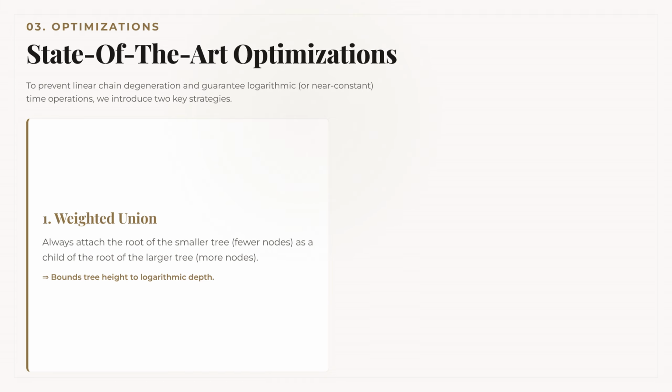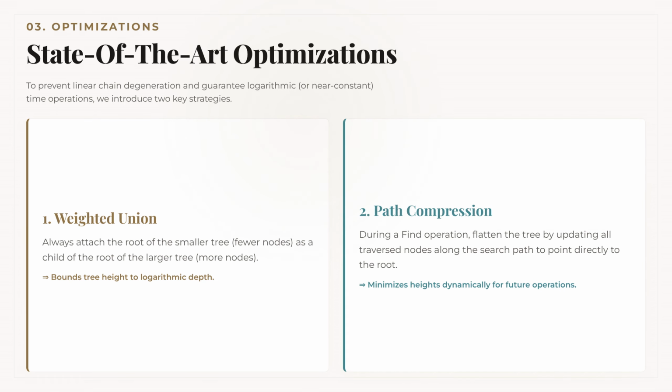The main idea is very intuitive. Whenever we merge two trees, we compare their sizes. The smaller tree is always attached beneath the larger tree. This simple rule prevents the formation of long chains. Suppose we have one tree containing 5 nodes and another tree containing 2 nodes. Instead of attaching the larger tree below the smaller one, we attach the smaller tree under the larger tree. As a result, the height of the overall tree remains small.